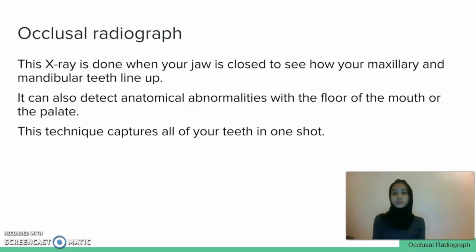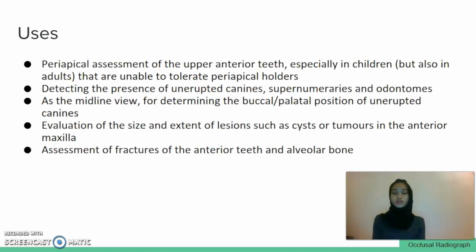This technique captures all your teeth in one shot. Some of the uses of the occlusal radiograph include periapical assessment of the upper anterior teeth, especially in children, but also in adults that are unable to tolerate periapical holders. It is also used to detect the presence of unerupted canines, supernumeraries, and odontomes.